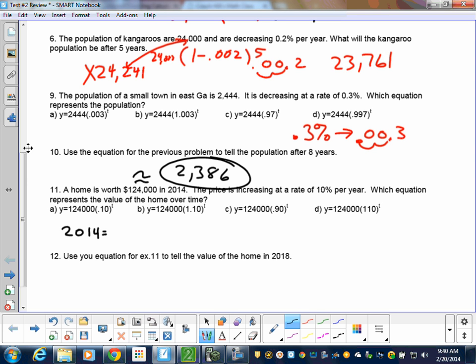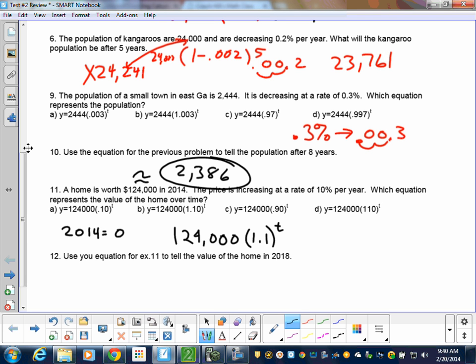Guys, in this problem, that would be year 0, because look what it says: a home is worth $124,000 in 2014. So if I want to do $124,000, and it increases at a rate of 10% per year, so 1.1 to the t, then that first year has to be 0. Because what's any number to the 0 power? 1. So 1.1 to the 0 would be 1, times 124,000 gives me 124,000.